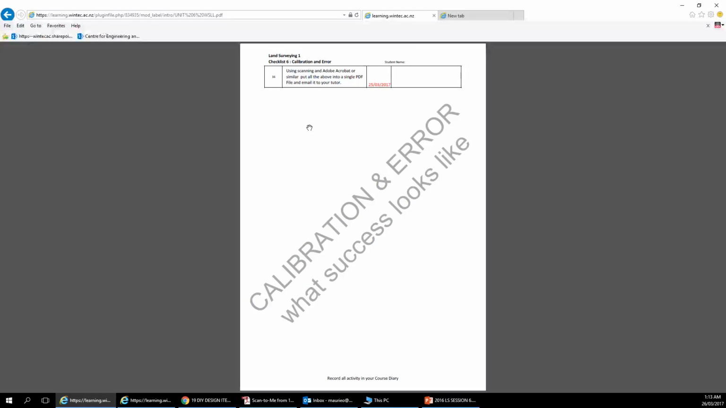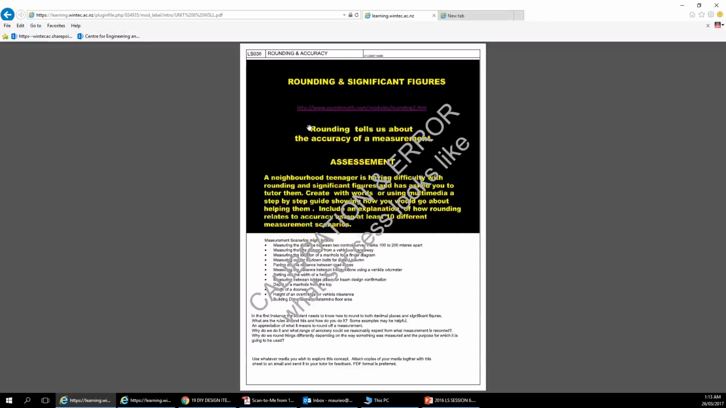So that's Stu's work. So the little rounding one, yeah, this is a bit of a scenario based situation, so I'm asking you to put a little bit of thought into this. Someone in the neighbourhood has asked you, said, you know a bit about surveying and maths and rounding and stuff.